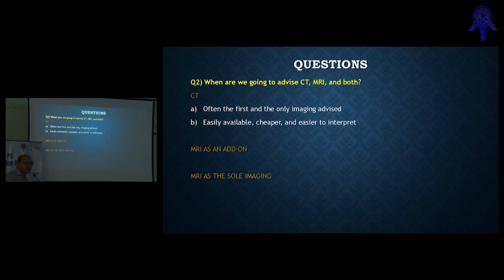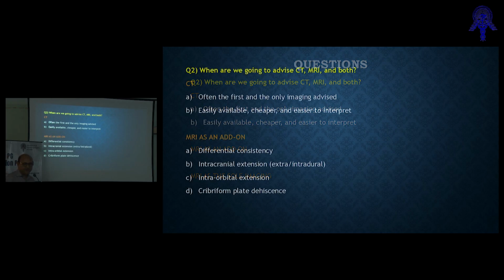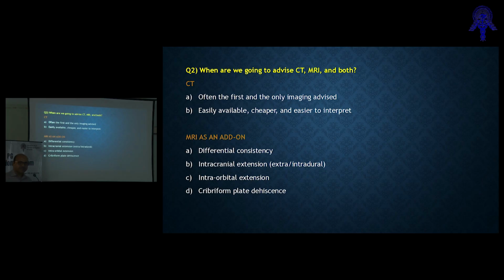Now when we add MRI, okay, MRI can be added as an add-on or as an exclusive sole imaging to replace CT scan. How and when? MRI will be added as an add-on when you suspect the lesion to be involving some other adjacent vital structures like the orbit or the intracranial compartment.